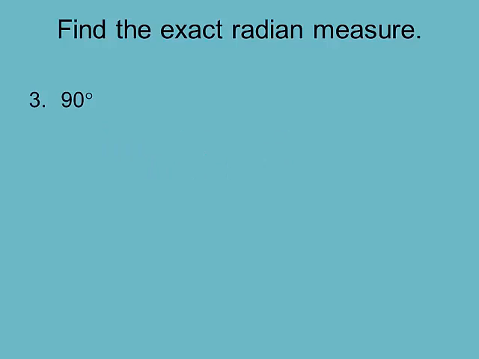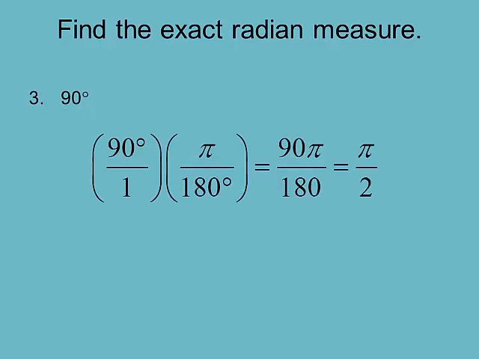Next, let's find the exact radian measure for 90 degrees. And as we've done before, we want the units to do the talking, so I want to divide by 180 degrees to get rid of degrees. I want to multiply by pi radians, so I'm left with radians. So we end up with 90 pi over 180 after the degrees cancel, and I end up with pi over 2 radians because 90 goes into 180 2 times. So pi over 2 radians and 90 degrees are exactly the same thing.